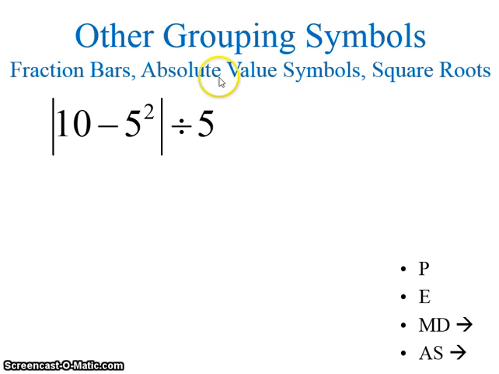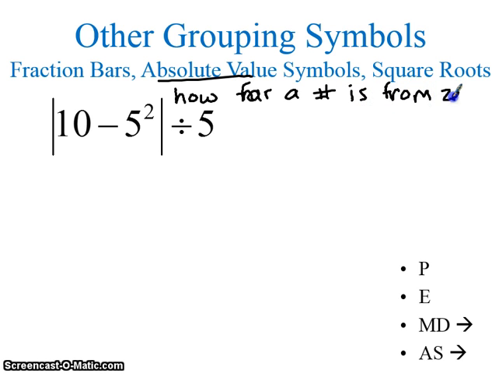Let's do an example with absolute value symbols. Now remember, absolute value is how far a number is from 0. It's a distance operation. It will always equal a positive number because even if you walk backwards, it's still a distance. It's still positive. Now, since our absolute value symbols here are grouping symbols, we have to do what's inside first.